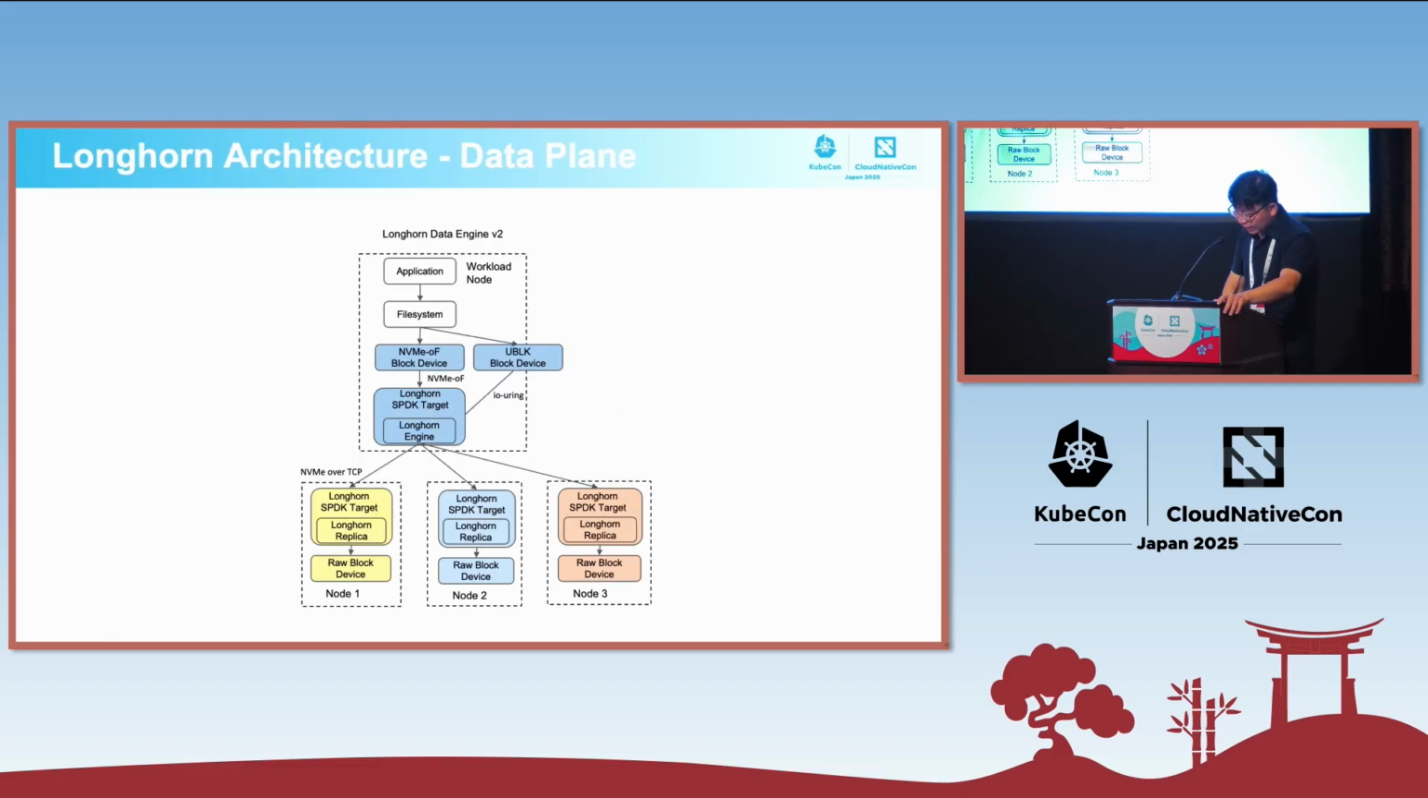Okay, and we can take a look at the I/O path. Again, if your application workload issues an I/O to the file system, the file system will forward the I/O to the NVMe-oF layer or ublk layer. The initiator will send the I/O to the SPDK target, and then the SPDK target will send the I/O to the RAID 1 bdev. RAID 1 bdev will send the I/O to the downstream logical volumes and persist the data. So the I/O path is very similar, but the implementations are very different.